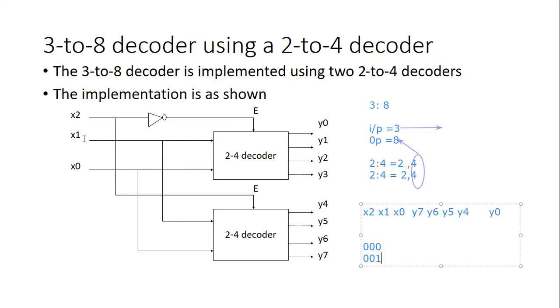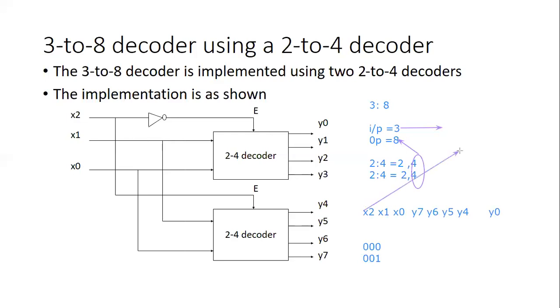So now what we can do is, I can take x1 and x0, the 2 LSBs, as common and give them to 2 different decoders. And x2 I can complement and give it to the enable signal of the first decoder. X2 directly can be given over here. Now what happens over here? If we take this x2, what happens exactly?